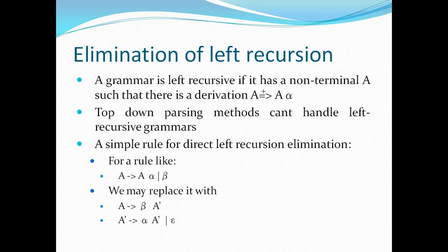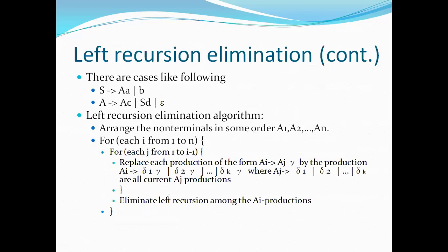And for example we are having so here, so these are the cases like following. So for example S is production with capital A, small a or B, and capital A is production with AC, SD and epsilon. So here is the given example, so we can eliminate this. So given grammar is a left recursive grammar or not. So we can check the given grammar is absolutely left recursive grammar.